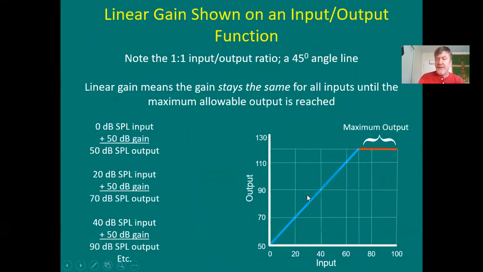Linear gain gave the same gain at all inputs, a 45-degree angle line, and then suddenly limited the maximum power output. The little calculations on the left are talking to you about exactly that, so I leave those to you for your perusal. 0 input in this case was 50 output, so 50 dB gain. 20 in was 70 output, that's 50 dB of gain. 40 in was 90 output, that's 50 dB of gain. You just follow the blue line. And then suddenly you're limiting the MPO.